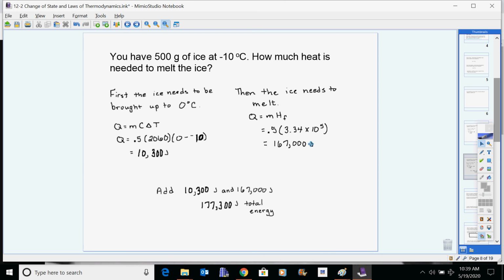Interestingly enough, as long as it's just that ice cube and the heat being put into it, once it's melted, it's all water at 0 degrees Celsius. Okay? It's all water at the freezing point, 273 Kelvin. All right, so two things happening: the ice brought up to temperature, and then the ice melting.